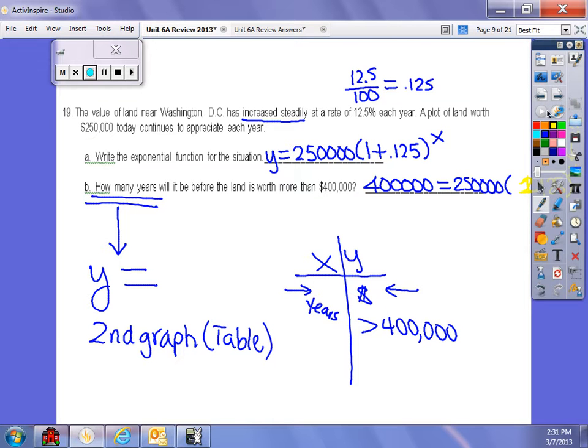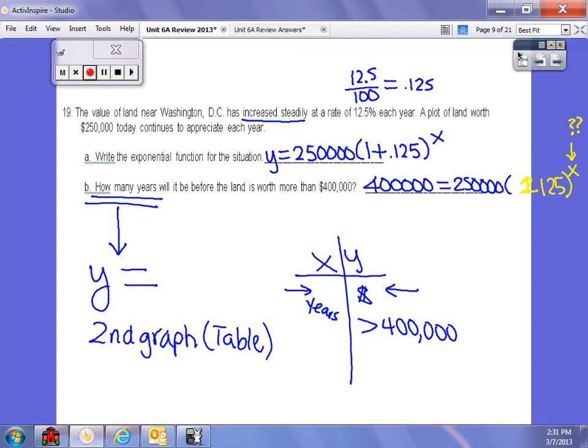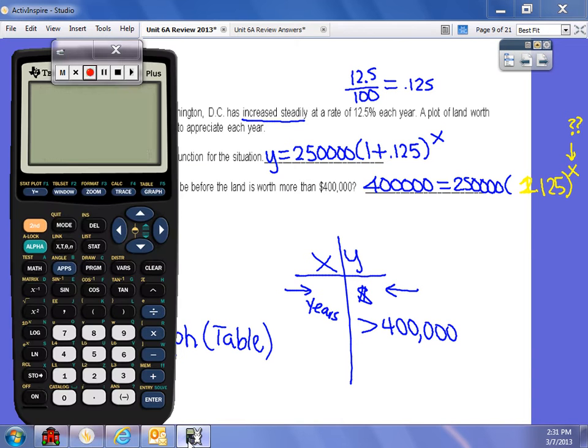So then you would look at your table, and as you scroll down your table, so let's take a look at this on our table. So we'll go to the y equals, put in 250 times 1.125 to the x. And then we're going to scroll down the table and keep looking at all of these values until they're greater than 400,000.